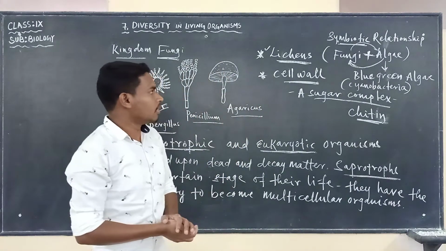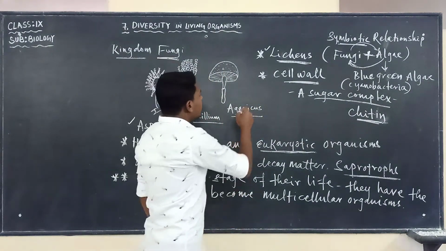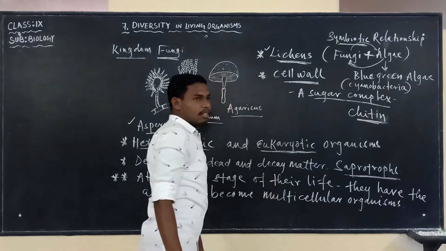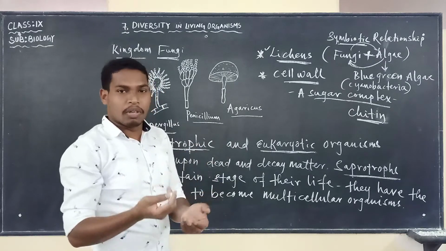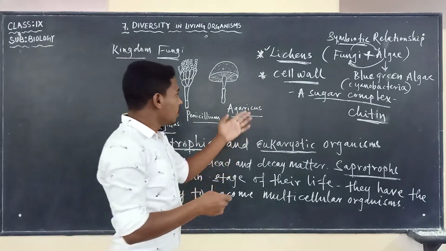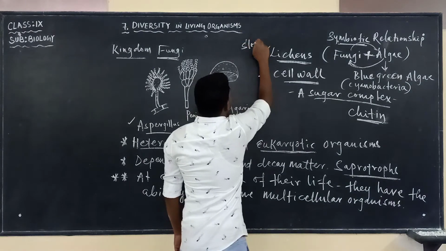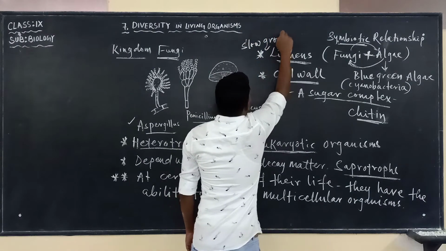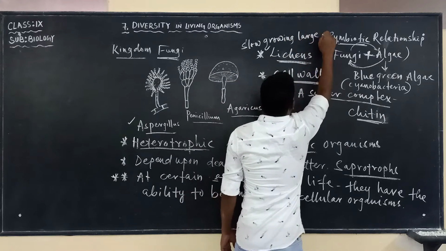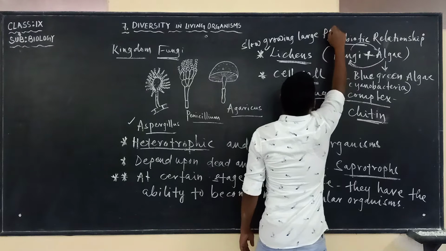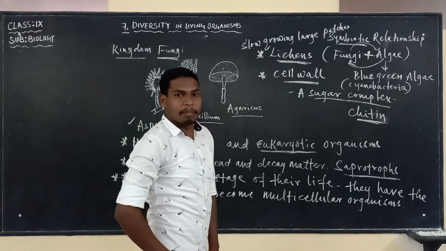Okay, this is another feature, and you might be familiar that lichens are slow growing large patches. They are slow growing large patches.